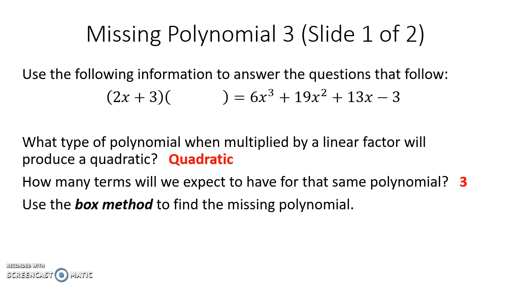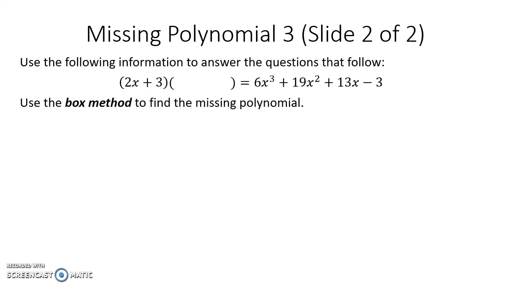So now let's move on to a cubic. So we want to know what we have to multiply that linear factor by to get a cubic. Well, we know it has to be quadratic, and quadratics have 3 terms. So our box should be a 2 by 3 box. So I'm going to set up a 2 by 3 box the same way as before, with my linear to the left and my 6x cubed inside.